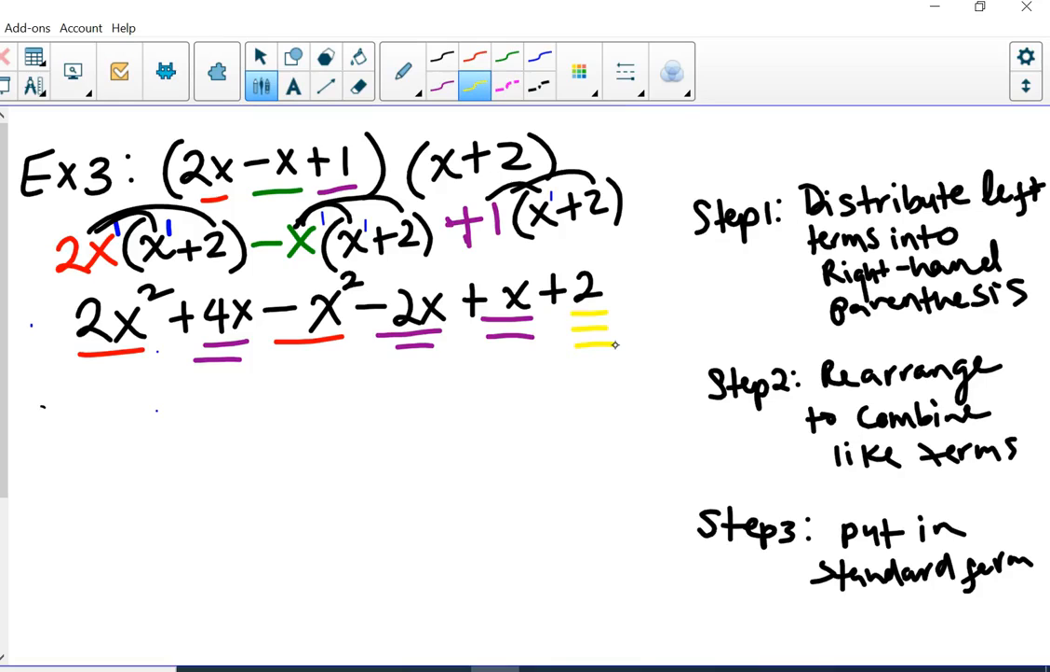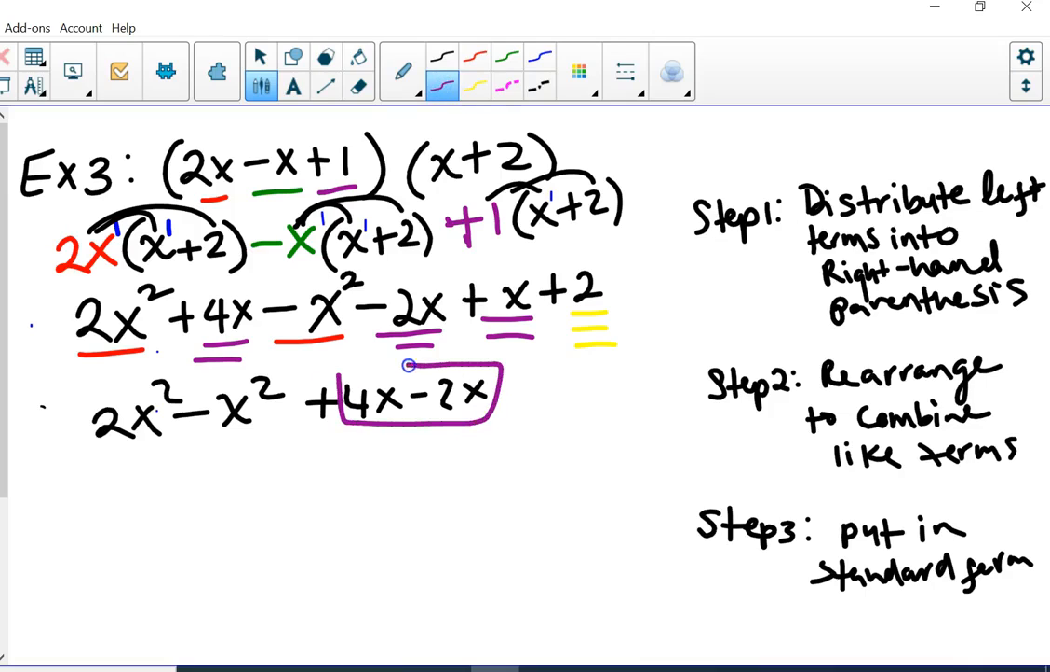Now we want to rearrange with our like terms together. So we're going to write 2x squared and have minus x squared. Bring that minus in front of it with it. Next, I have 4x minus 2x, so plus 4x minus 2x, plus x, all of the like terms. And then lastly, I have this plus 2.